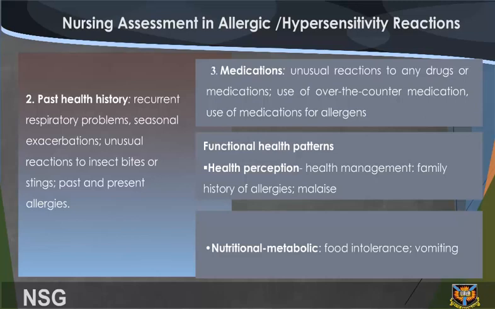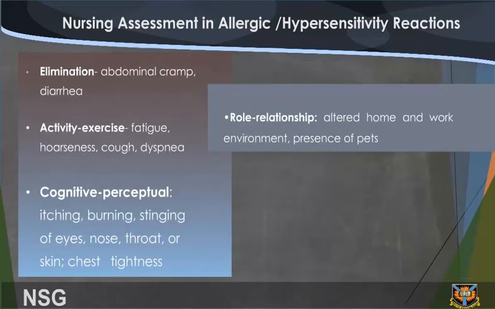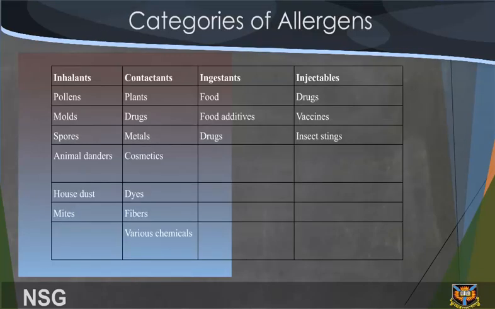Malaise. Nutritional metabolic: food intolerance, vomiting. Elimination: abdominal cramp, diarrhea. Activity exercise: fatigue, hoarseness, cough, dyspnea. Cognitive perceptual: itching, burning, stinging of eyes, nose, throat or skin, chest tightness. Role relationship: altered home and work environment, presence of pets. Categories of allergens, see table.